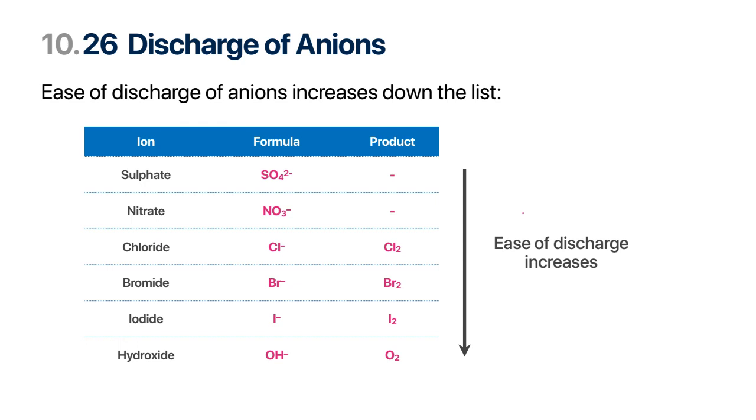And to top it off, you have the hydroxide ion right at the bottom. Now again, sulfate and nitrate are so high up there that they're never going to react. They almost never do, so their product is even missing there. They don't even bother writing what the product is. For chlorine, if it discharges, it will be chlorine; bromide ion gives bromine; iodide ion gives iodine.